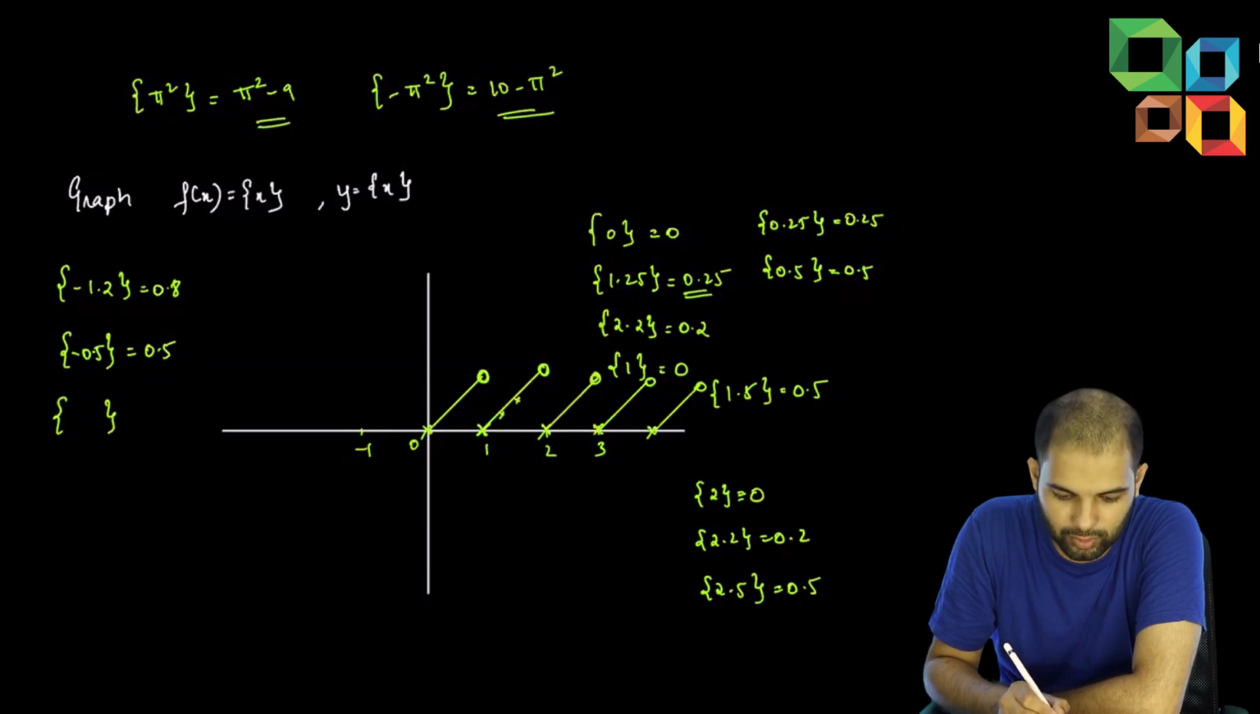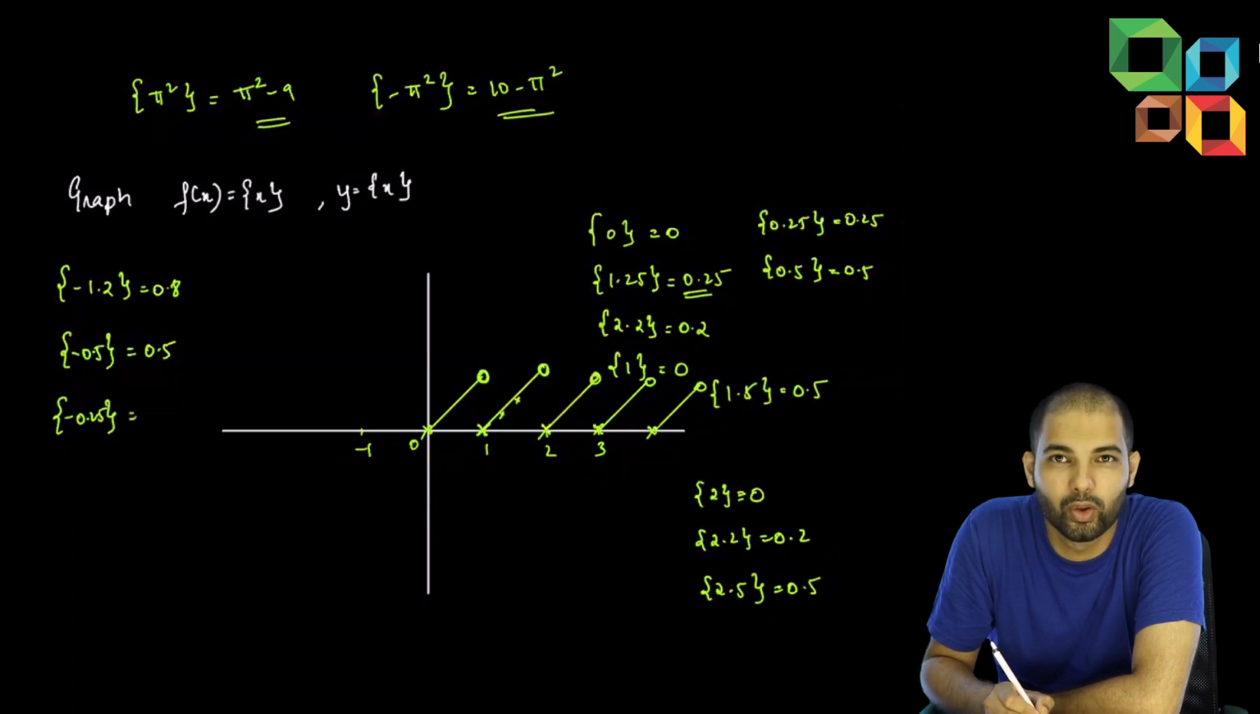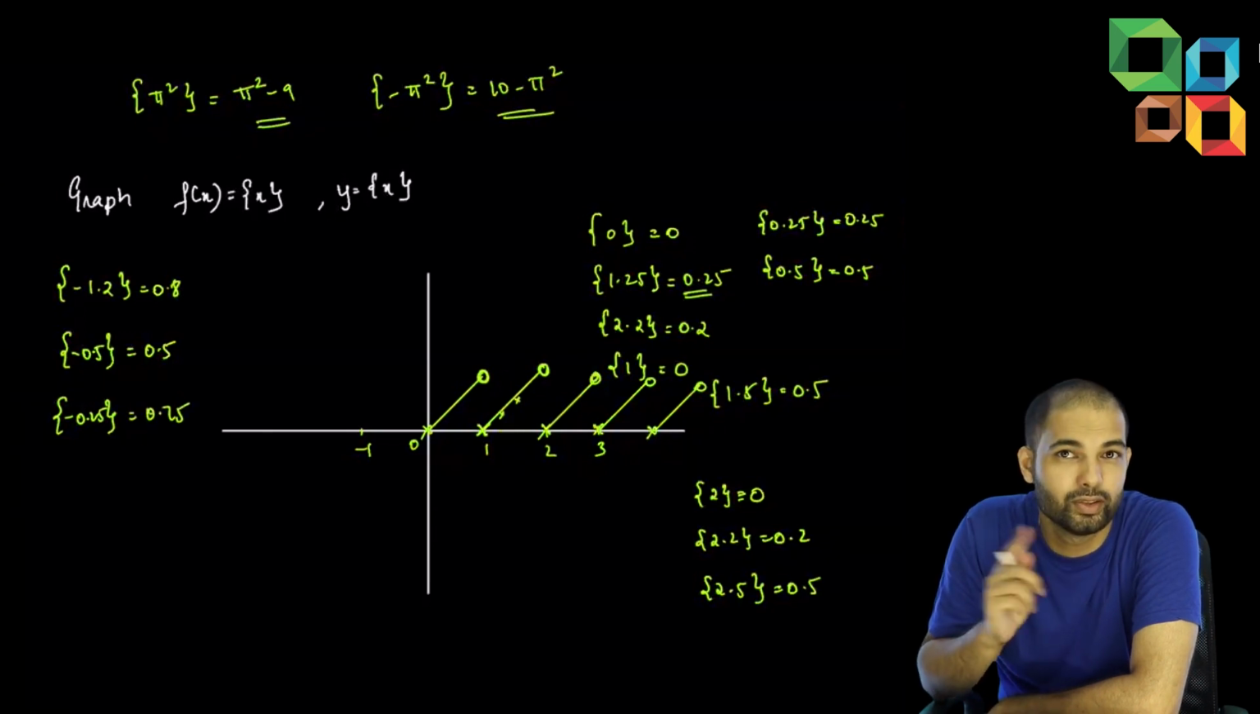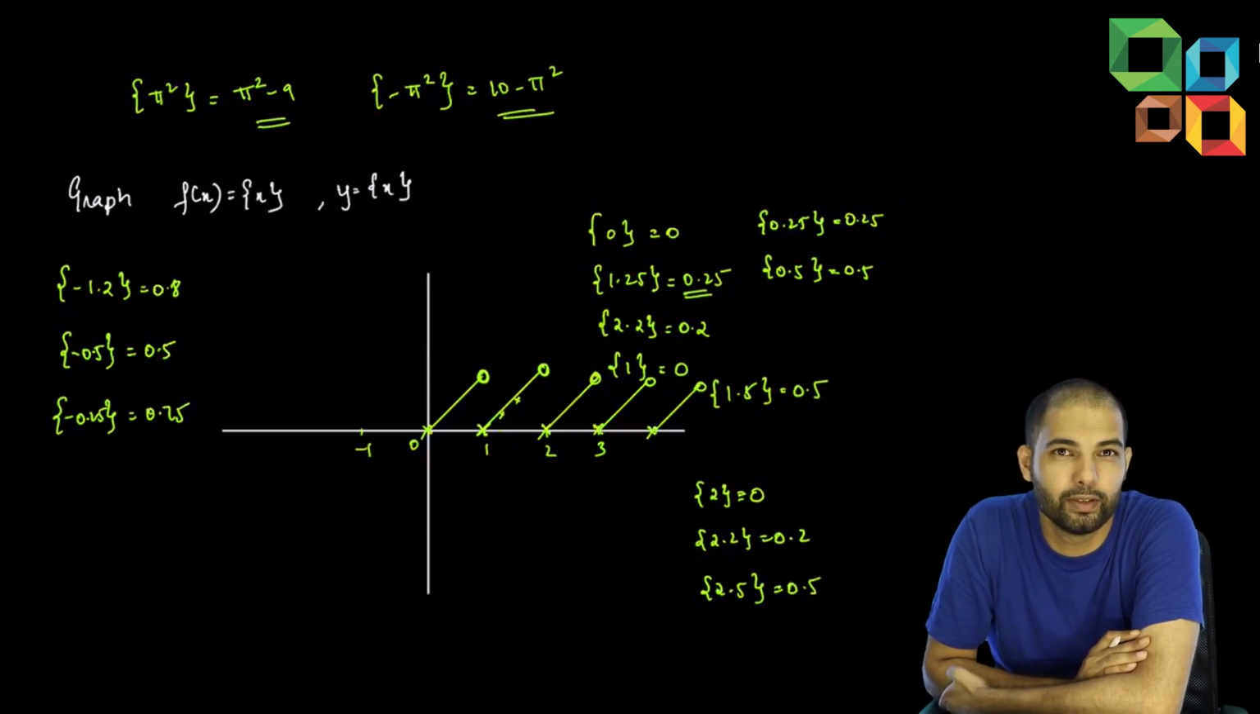Negative 0.25. Okay, what is the value? 0.25? 0.75. Oh, sorry, 0.75. You can't make a mistake. Now it's a negative value, so be careful. Or use the definition: it is 1 minus 0.25. It's 0.75. For all the negative numbers, it's the same.